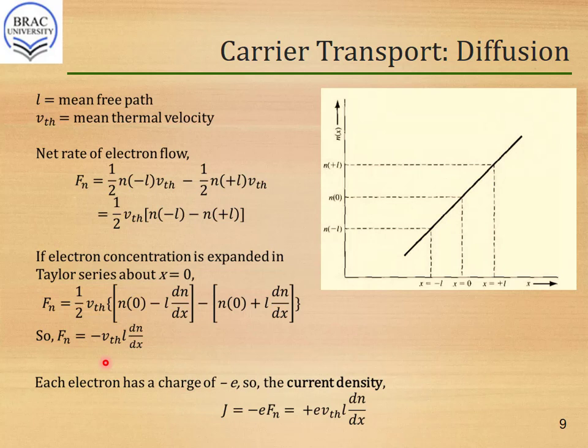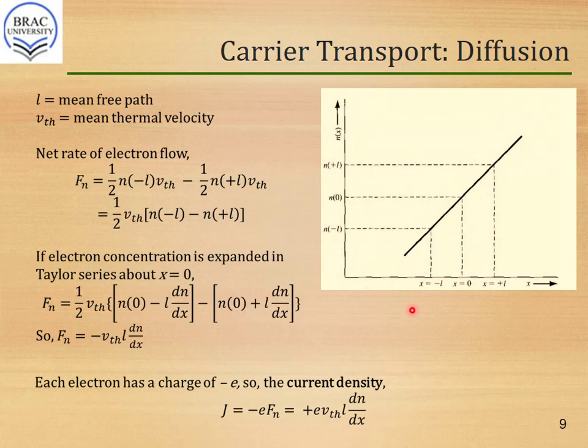Let's assume that electron concentration varies in only one dimension. In the practical case, we may have electron concentration varying in all three dimensions, but for the sake of simplicity of our analysis, we are assuming that electron concentration varies only in the x direction. Temperature is assumed to be uniform. So let's take a look at the example we are particularly talking about.